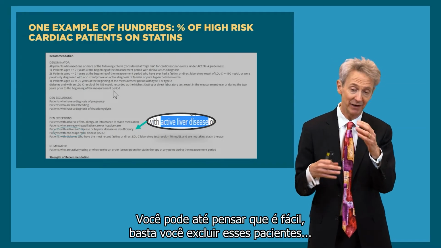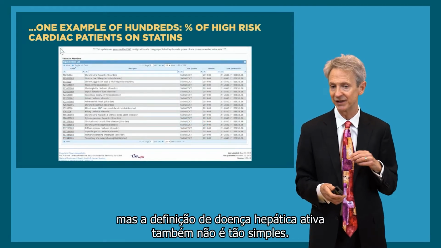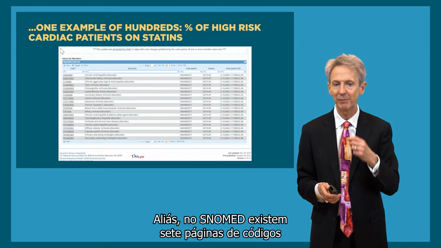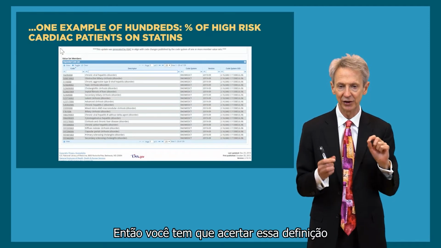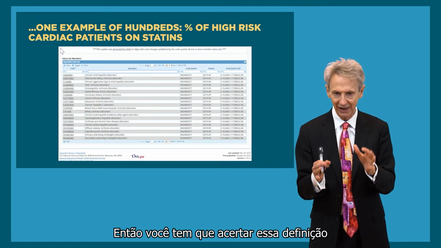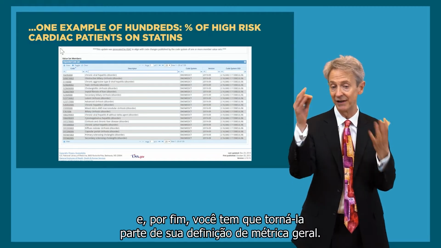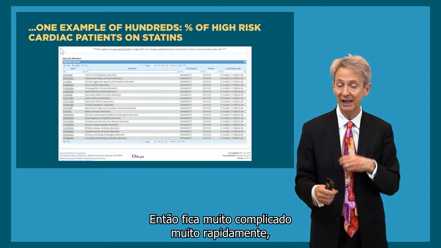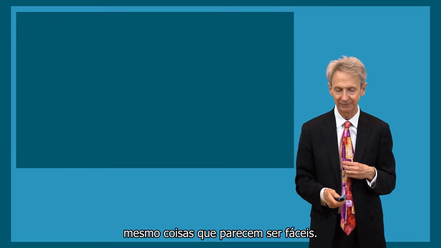So think, well, that's easy enough, I'll just exclude those patients. But the definition of active liver disease is not so simple either. In fact, in SNOMED, there are 7 pages of codes that just define active liver disease. So you have to get that definition right, and then you have to make that part of your high-risk cardiac definition, and then you have to make it part of your overall metric definition. So it gets very complicated very quickly, even things that sound like they would be easy.